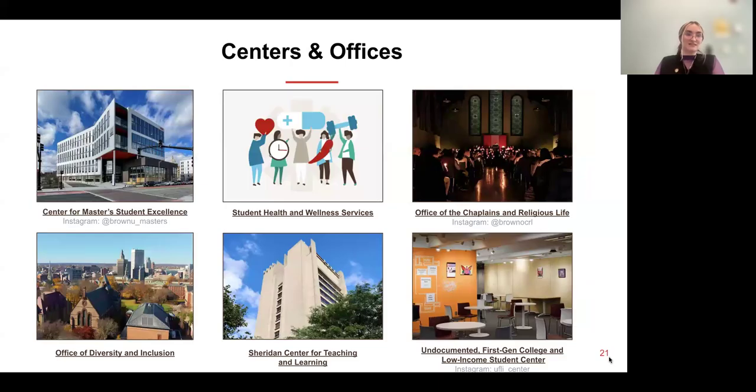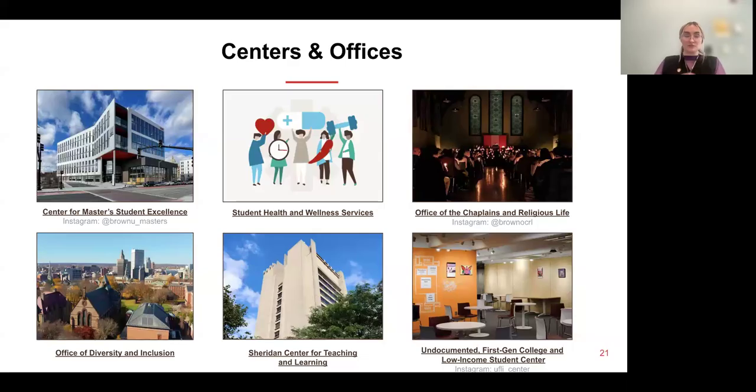I'll touch base on some of our centers and offices that we have within Brown's campus. Something that's really important at Brown is recognizing that you are a student, but you are a person first. And in order to succeed academically, you also need to be succeeding personally. So we've got all sorts of different resources for whatever you're looking for, be that some more academic support. You can find that in the Sheridan Center. They've got lots of different tutoring, English language teaching, writing centers.